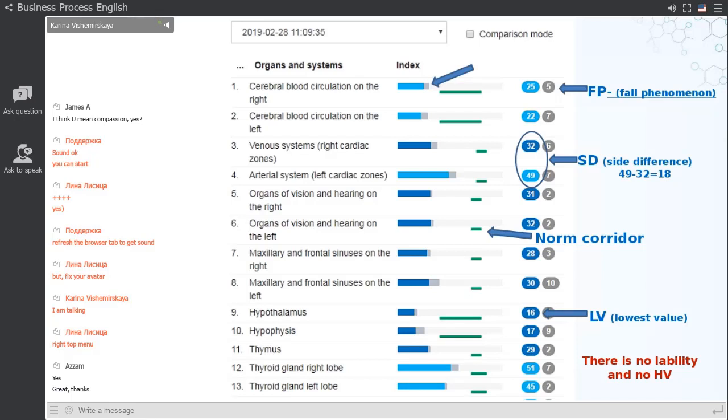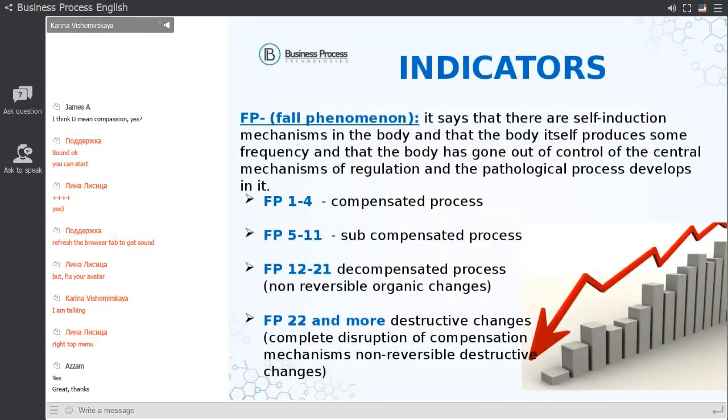For Life Expert, you only need to look at the color. If it's green, this is good; blue or red, this is bad. But in Life Expert Profi, we have many more indicators to use to be able to read the test. Let's talk about them. In order to properly evaluate the results, we need to talk about these indicators.